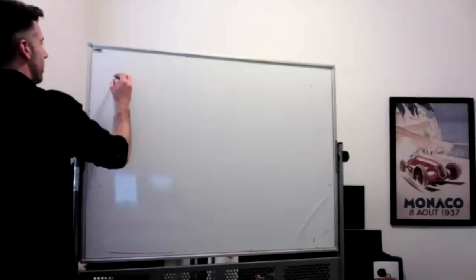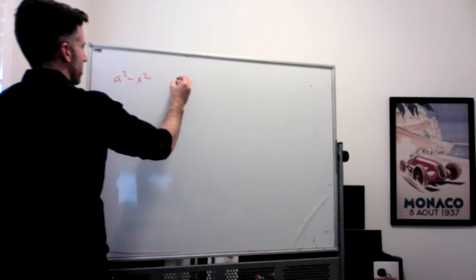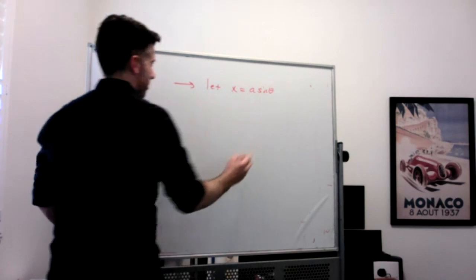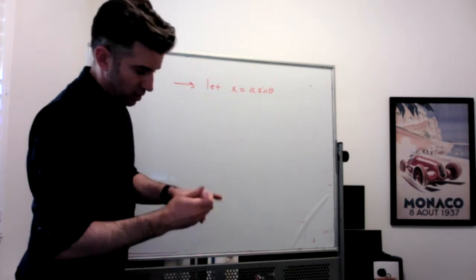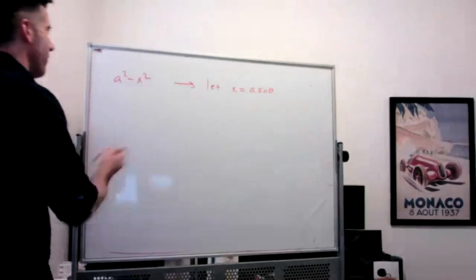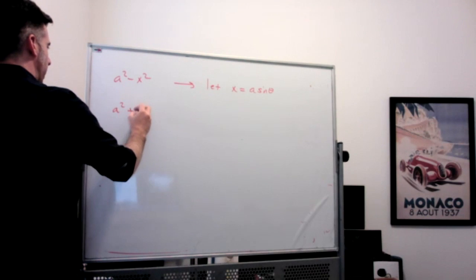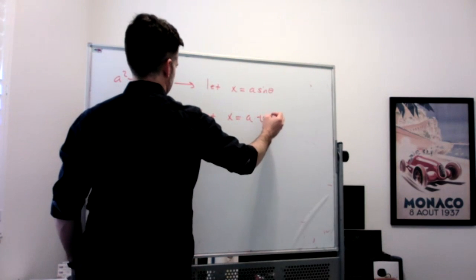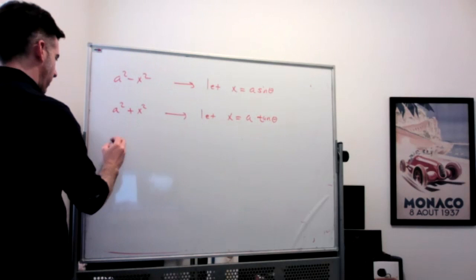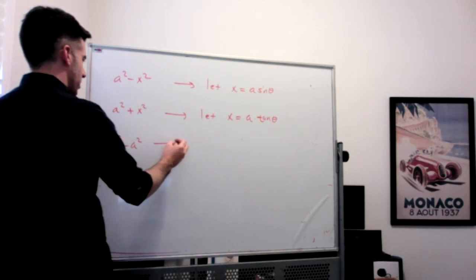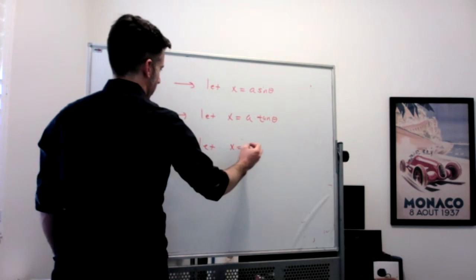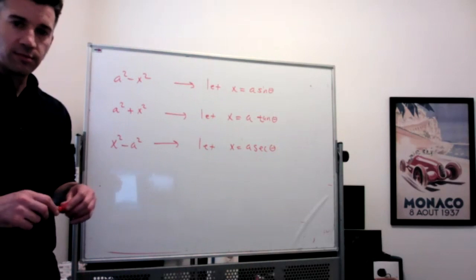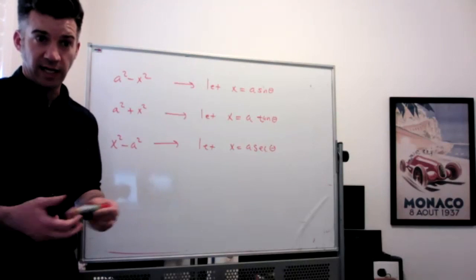if a squared minus x squared, you're going to let x equal a times sine of theta, because if you plug that in, you get the trig identity that you want. If you have a squared plus x squared, you let x equal a times tangent of theta. And finally, if you have x squared minus a squared, you let x equal a times secant of theta. And again, it's because you're going to get a trig identity each time.